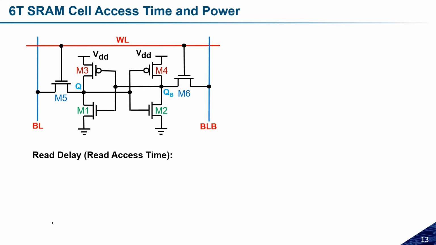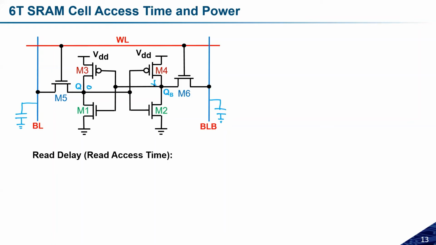The read delay is nothing but the time at which this bit line discharges to, for example, like I just told you, while reading the data, I have to precharge these bit line capacitors. So we have two bit line capacitors at both ends. Let us assume this Q is 0 and the QB is 1.